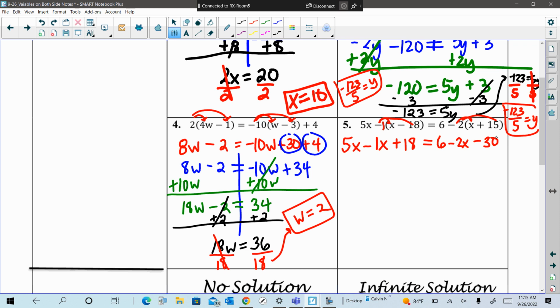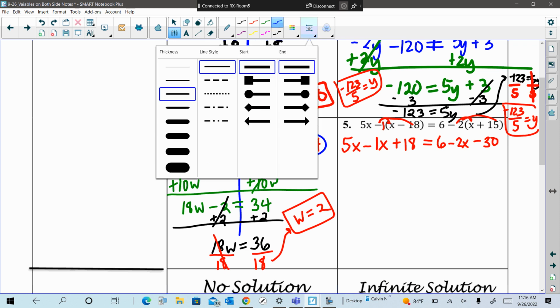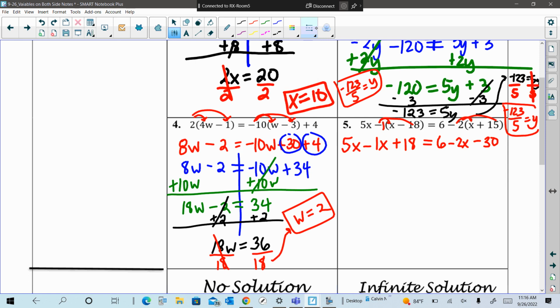All right. After distributing, what do we need to do? What's step 2? Okay, where are our like terms? Yeah, right here, 5x and this negative 1x. So that becomes a total of 4x plus 18. What about on the right side? Are there any like terms? Yeah, 6 and this negative 30. So I have minus 2x minus 24. So the positive 6 and a negative 30 give you a negative 24.